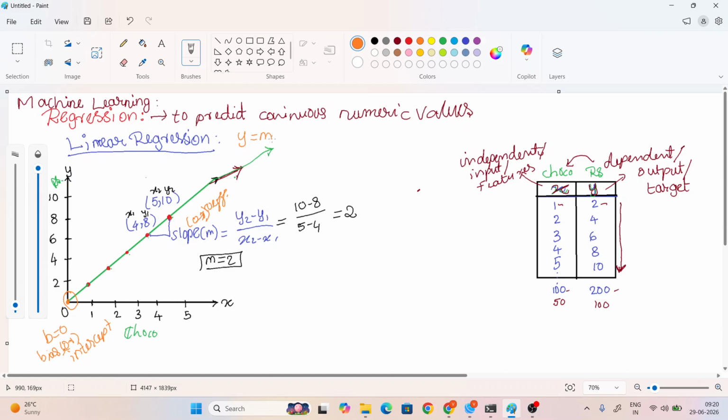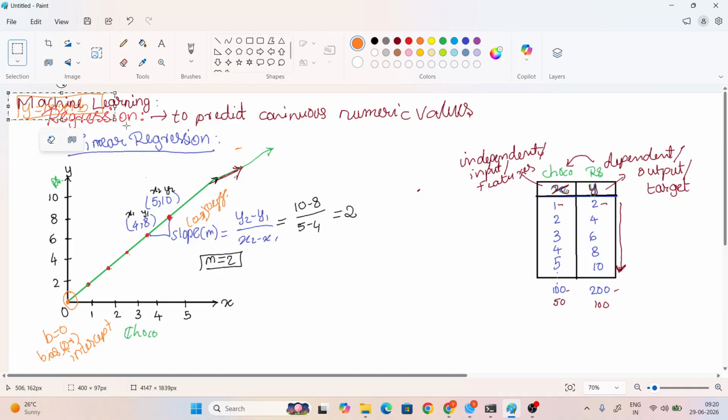So the formula of linear regression is y equal to mx plus b. This is the formula of linear regression. Linear regression has two types, guys. One is simple linear regression and another one is multiple linear regression.